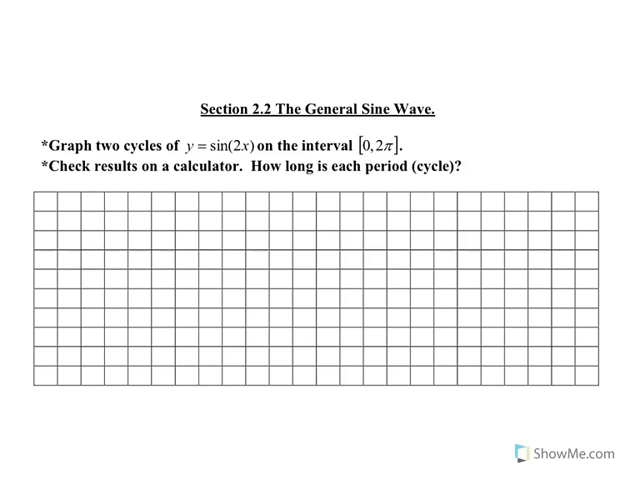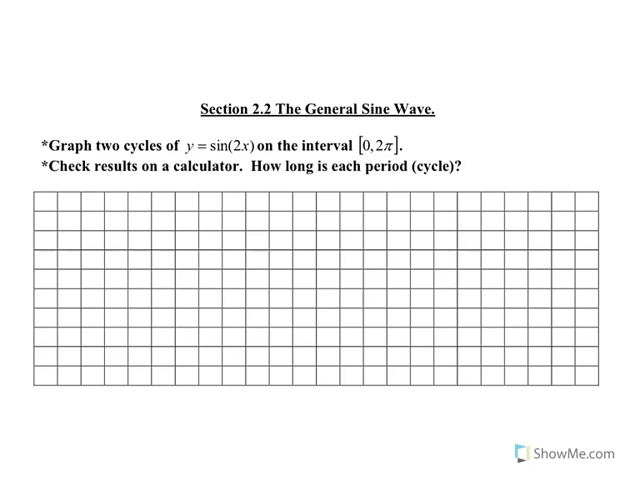y equals sine of 2x. So notice we have a number being multiplied against the angle x, so it's going to make the angle twice as big, so it's going to rotate around the circle twice as fast, so this is going to result in a change in the period of the graph.